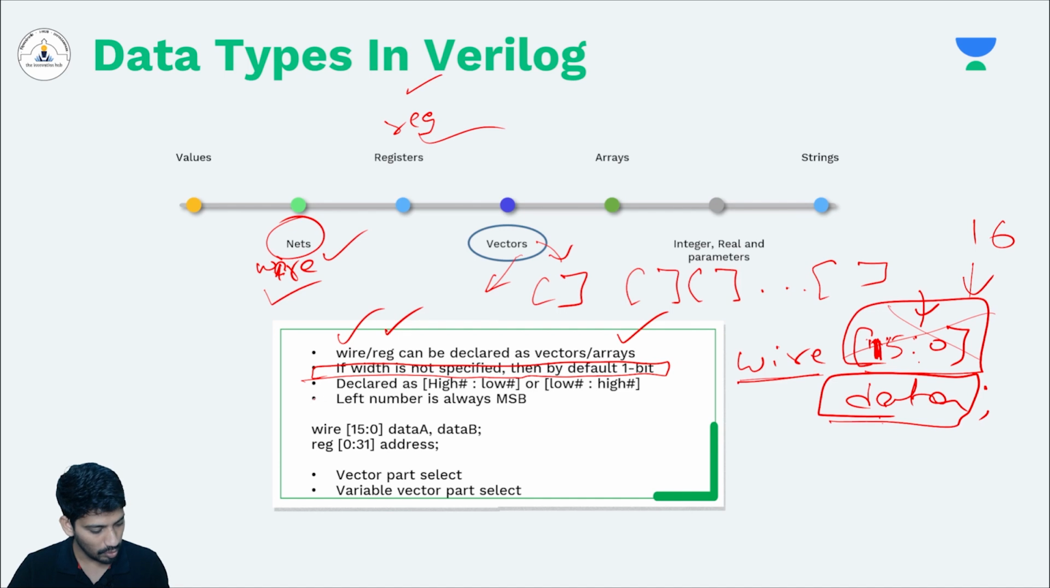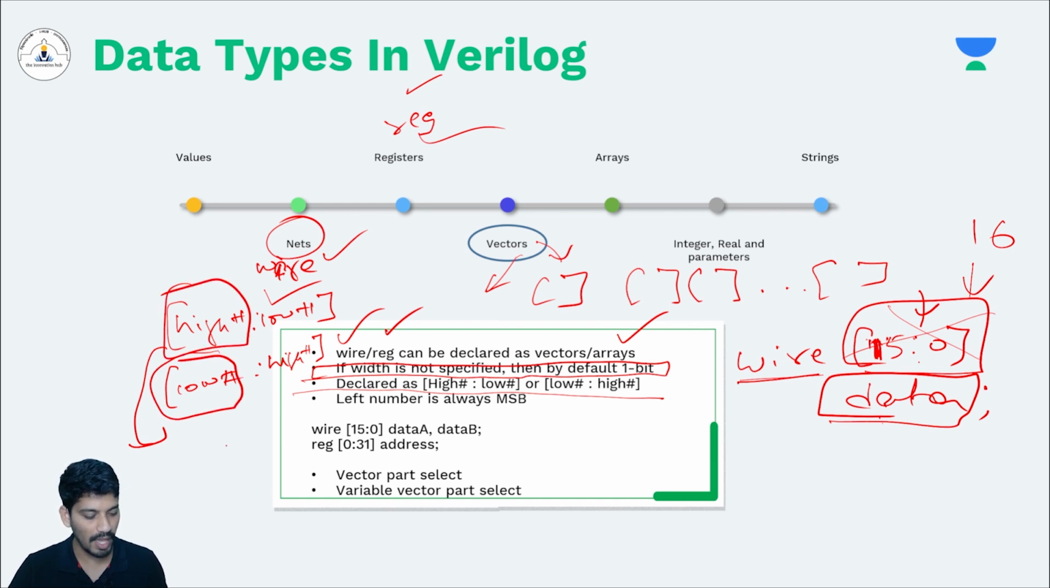So the vectors can be declared in two formats: one is high number to low number, or the other way, low number to high number. Usually we take high number to low number because in Verilog the left number is always the MSB. So if you define a wire like this, wire 7 down to 0, this means 7 is the MSB and 0 is the LSB. In the conventional way also, 0 is less than 7.